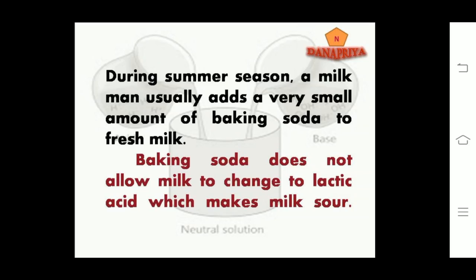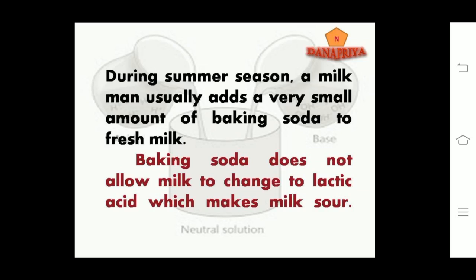During summer season, a milkman usually adds a very small amount of baking soda to fresh milk. Baking soda is sodium bicarbonate. It is added to the milk to prevent it from changing into lactic acid, which makes milk sour in taste.